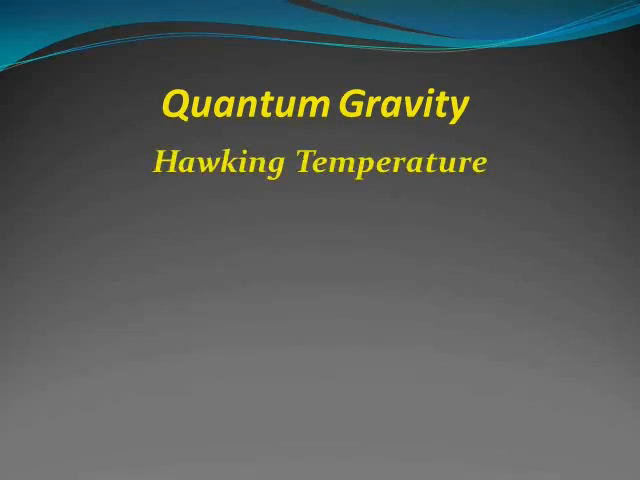In the 1970s, Hawking demonstrated that quantum theory predicts that black holes are not truly black. In fact, they emit energy as electromagnetic radiation at a certain temperature. This is called the Hawking temperature of a black hole.